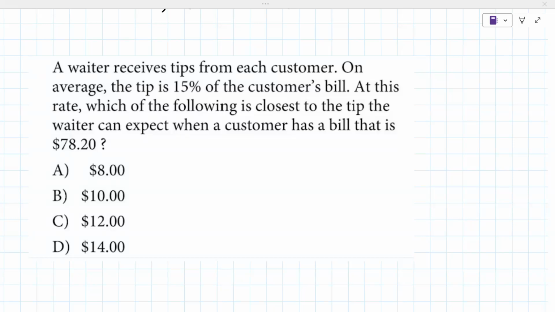Would I round up here? Yeah, this is an estimation, but this is why there's no calculator, because you're supposed to basically estimate or approximate that number, and then you can get the answer there. 12, so C.